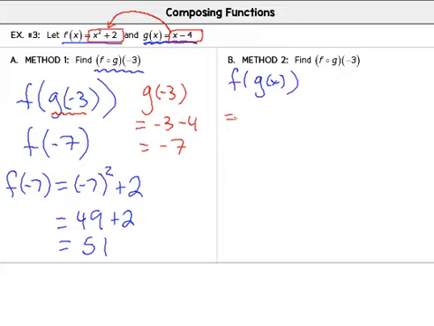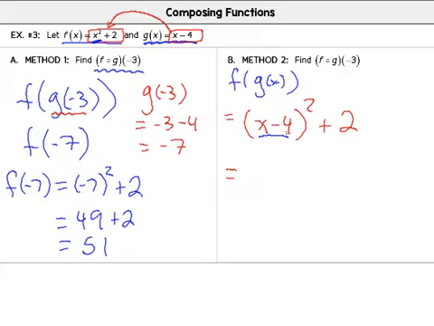Instead of x squared plus 2, I'm going to plug g of x in for x. This would be x minus 4 squared plus 2. Notice I've taken g of x, which was x minus 4, and I plugged it into the f of x function where the x was. Now I can evaluate this piece.